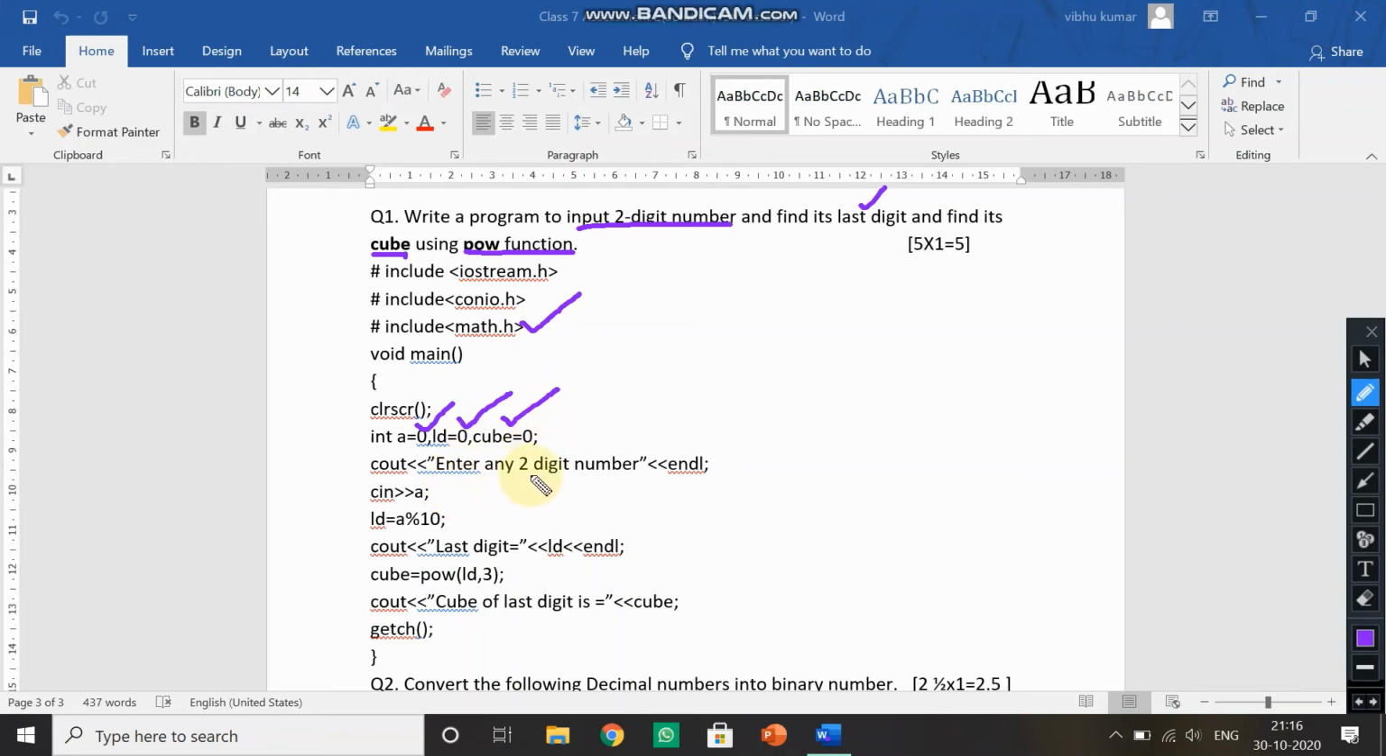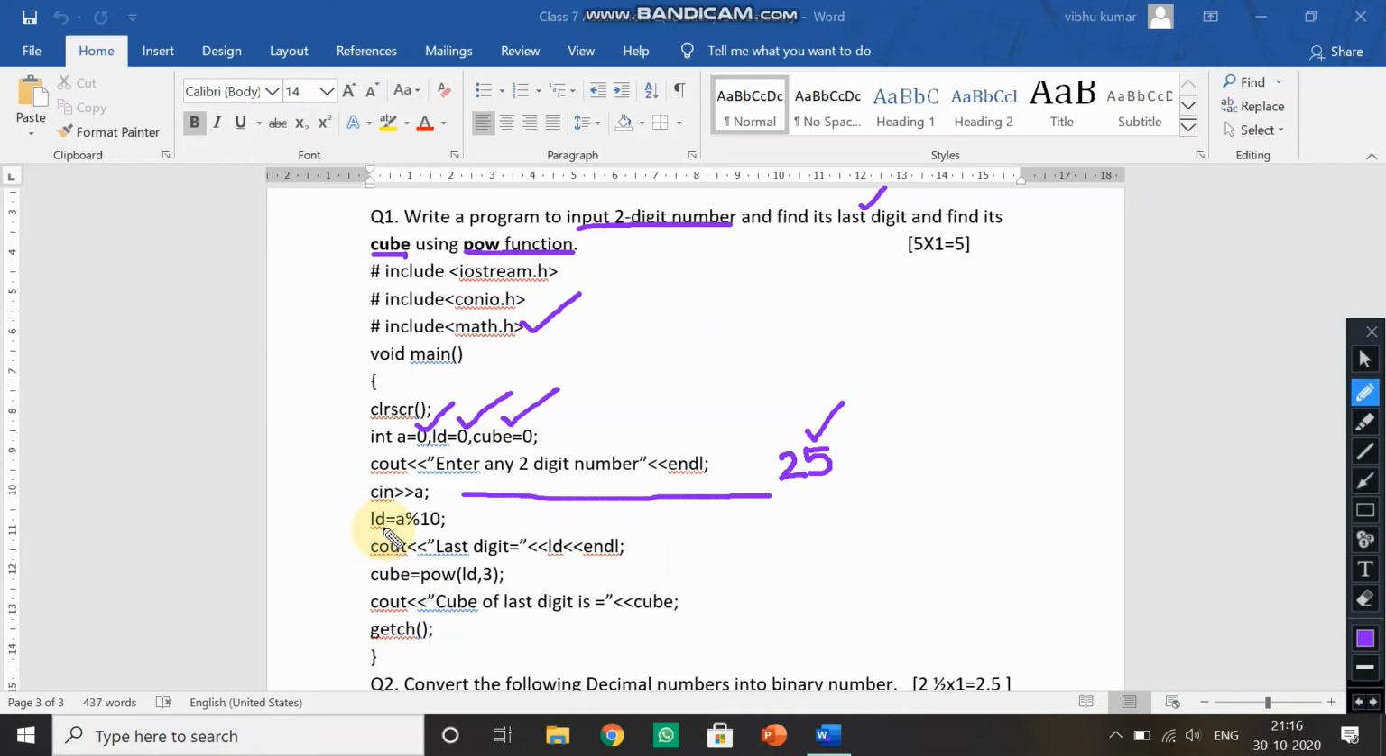Now you ask the user to enter any 2-digit number. As soon as you come to this line, the user will enter any 2-digit number. Suppose I am entering 25. Now we will calculate the last digit. So we need to find out the last digit. What do I need to extract from 25?